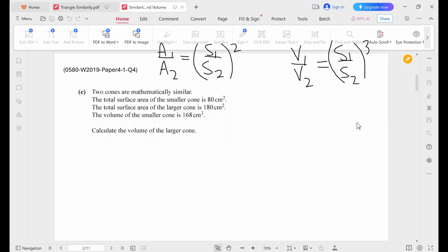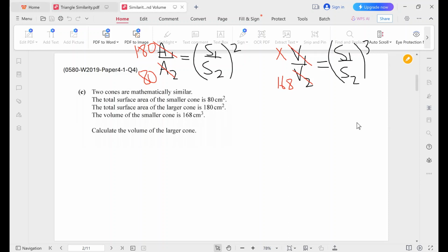So let's try to do the first problem here. As per our usual convention, we will use 1 for the bigger shape and 2 for the smaller shape. So let's say that A1 here is 180, which is the bigger area, and A2 is 80, which is the smaller area. Now, we are given that the volume of the smaller cone is 168, and we want the volume of the bigger cone, which is x, for this problem. So how would we be able to get x?